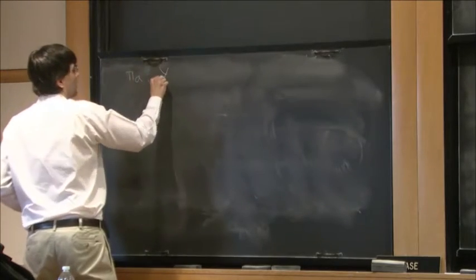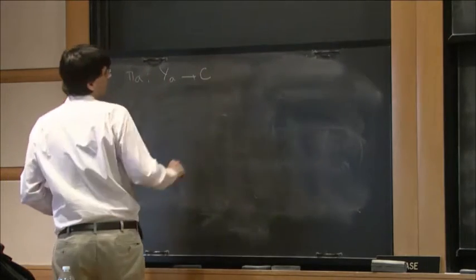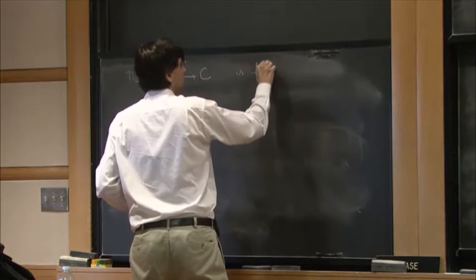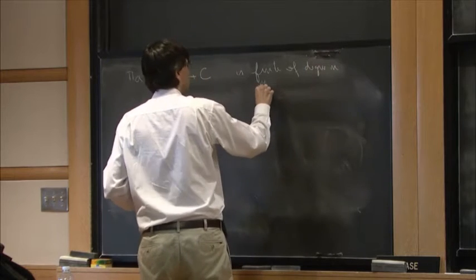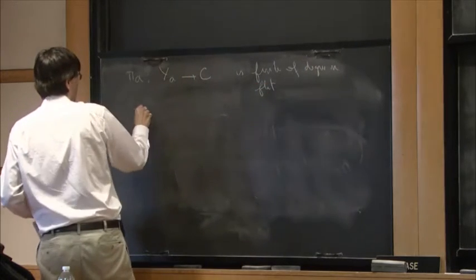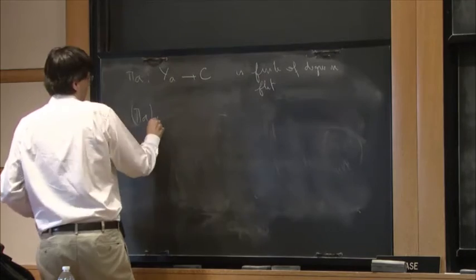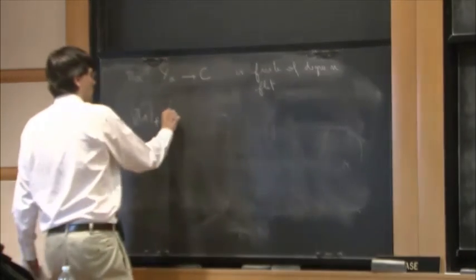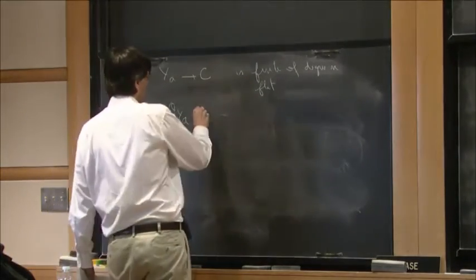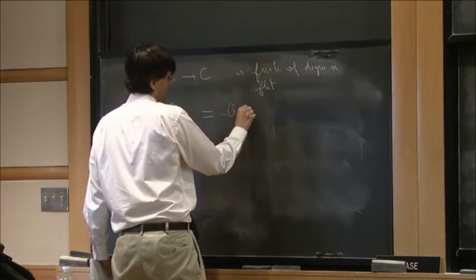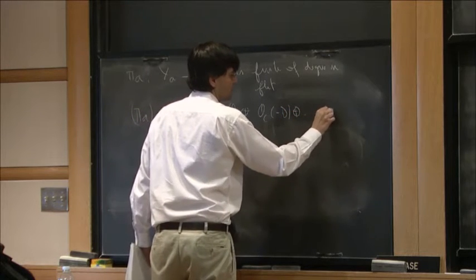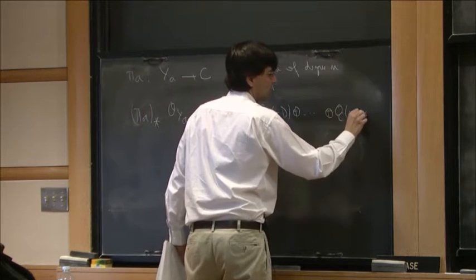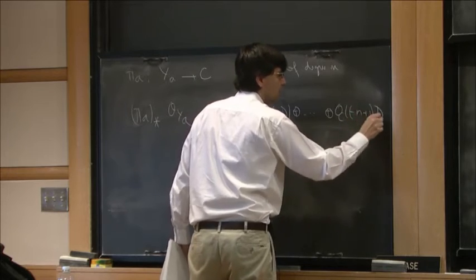And moreover, the morphism pi_A from Y_A to C is finite of degree n, and flat. And moreover, the direct image of the structure sheaf of Y_A is O_C plus O_C(minus D) plus O_C(minus 2D), up to O_C(minus (n minus 1)D).